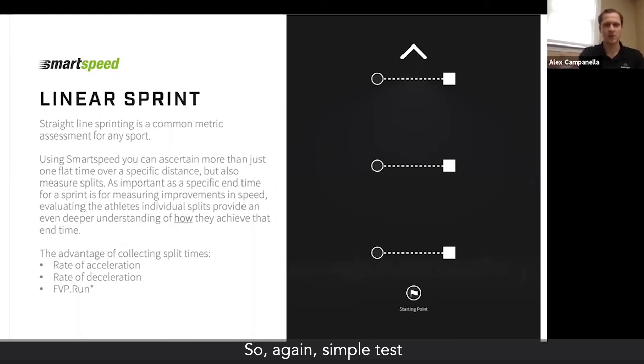So again, simple test here, but so much value in sprint testing. And regardless of what you're doing, it's a very, very valuable metric to keep as a test moving forward. But again, use this drill as a way of saying, how can I engage my athlete? How can I get them to get more out of what they're doing and see that value?